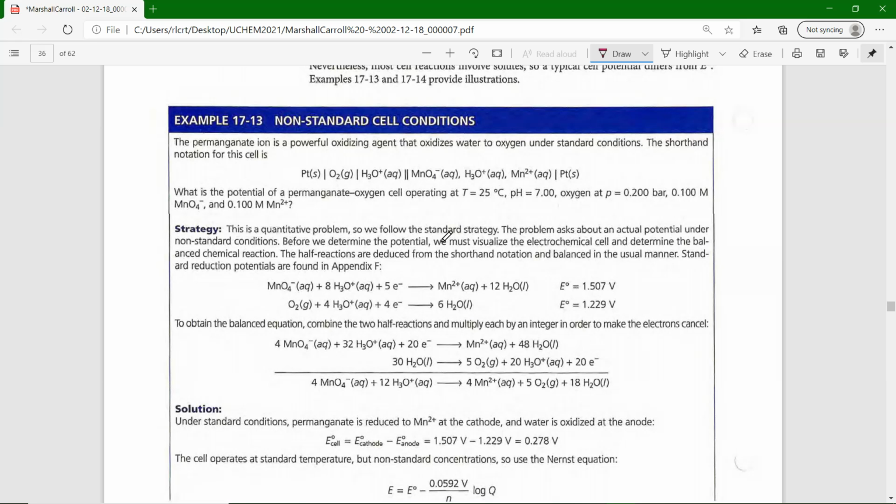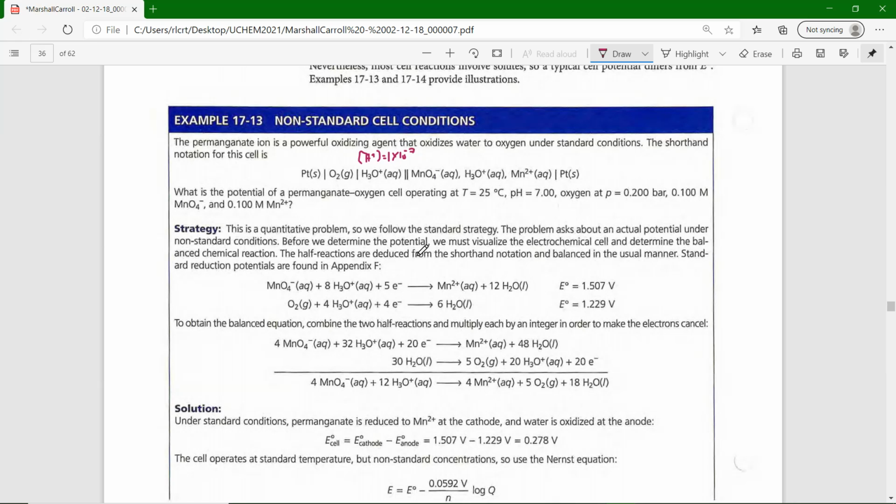So what's the potential of a permanganate oxygen cell operating at 25 degrees Celsius, pH of 7, so that we know that H plus concentration isn't 1 molar, it's 1 by 10 to the minus 7 molar. Oxygen partial pressure isn't 1 bar, it's 0.2 bar. MnO4 minus is 0.1 molar, and Mn2 plus is 0.1. So there isn't anything standard about this, but we can still get what's going on.